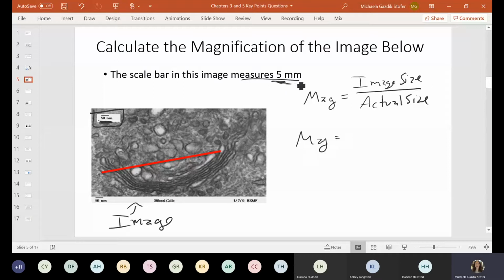So we know the image size was 5 millimeters because that's what we measured with a ruler. Remember, if you can see it and you can measure it, it's an image. And the actual size is what's written on the image itself. So in real life, that little bar there is only 50 nanometers in size. And so this is a pretty straightforward equation. The most complicated part of this is remembering what is your image size and what is your actual size, and then it's being able to do your unit conversions.